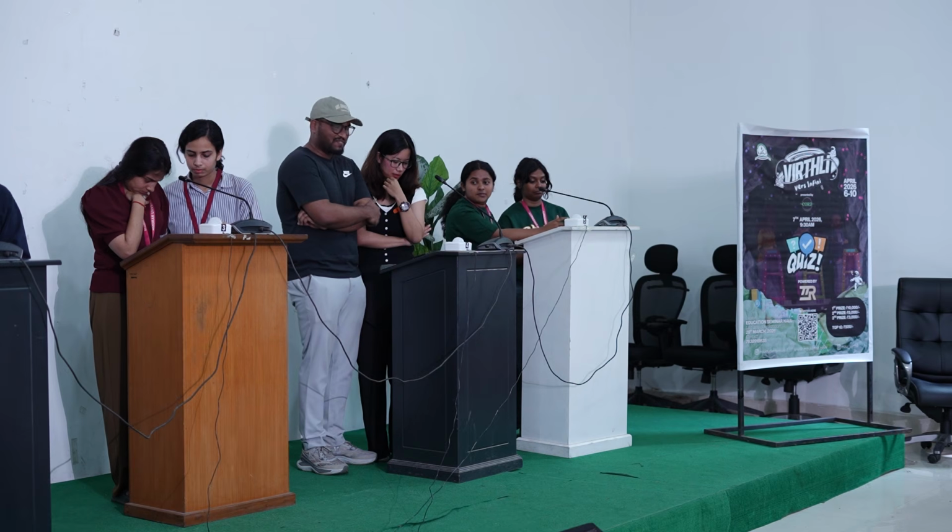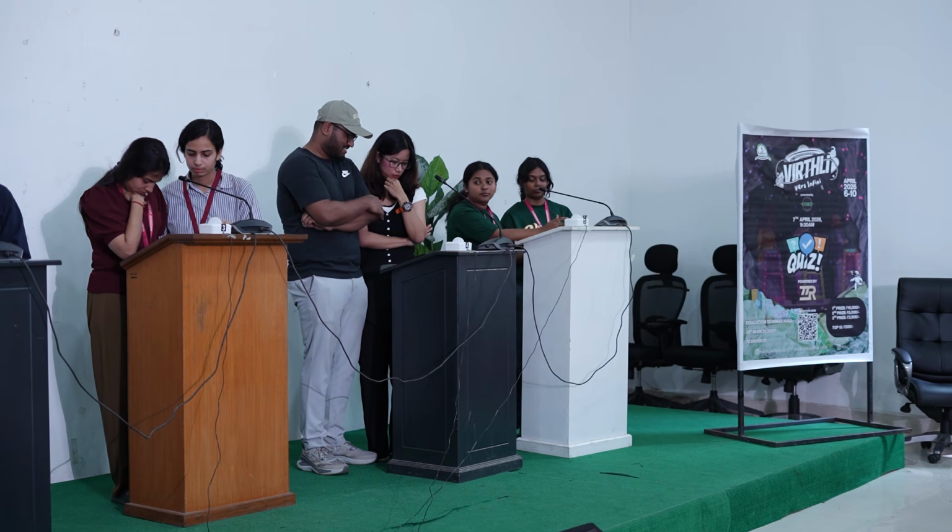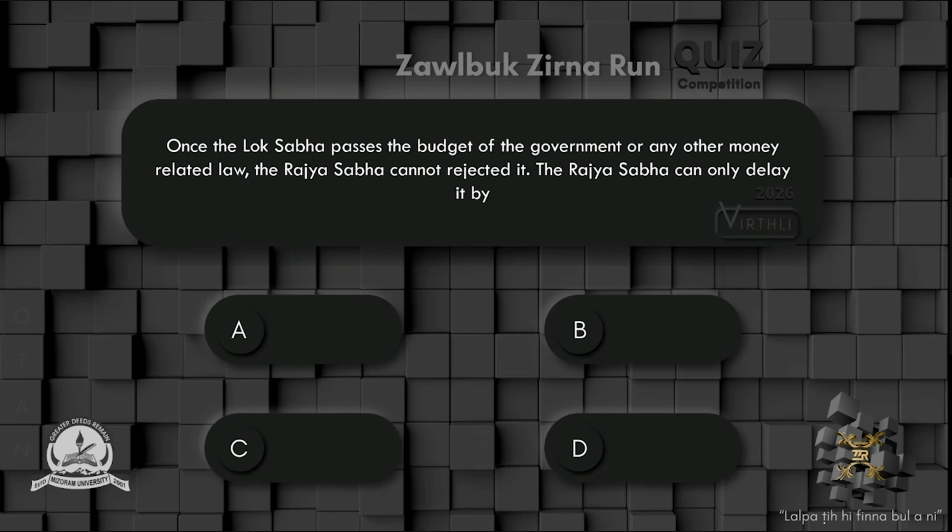Okay, table 5, this is your fourth question. Once the Lok Sabha passes the budget of the government or any other money-related law, the Rajya Sabha cannot reject it. The Rajya Sabha can only delay it by, and your options are A, 14 days, B, 15 days, C, 16 days, and D, 17 days. And your time starts now.